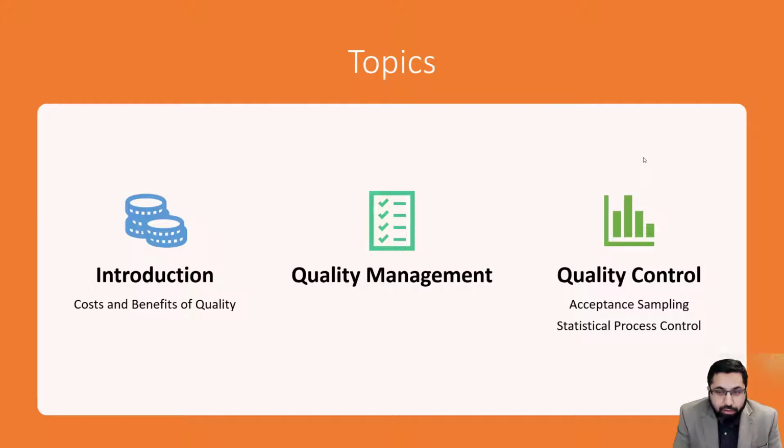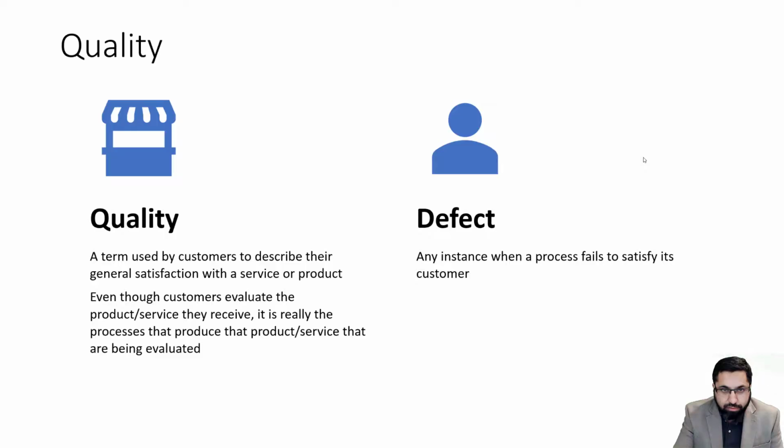In Part 1, we will only study acceptance sampling, and then in Part 2, we will study statistical process control and the associated topic of process capability. So let's get started with the introduction. Quality is a term used by customers to describe their general satisfaction with a service or product.